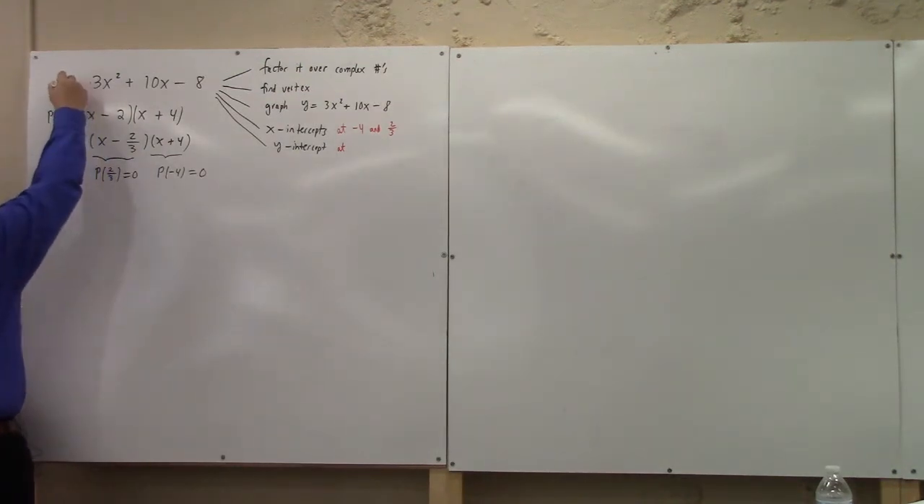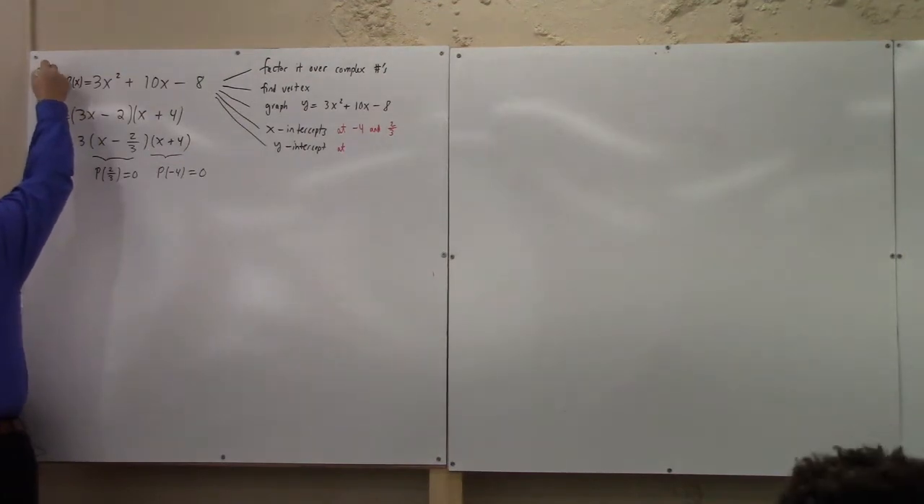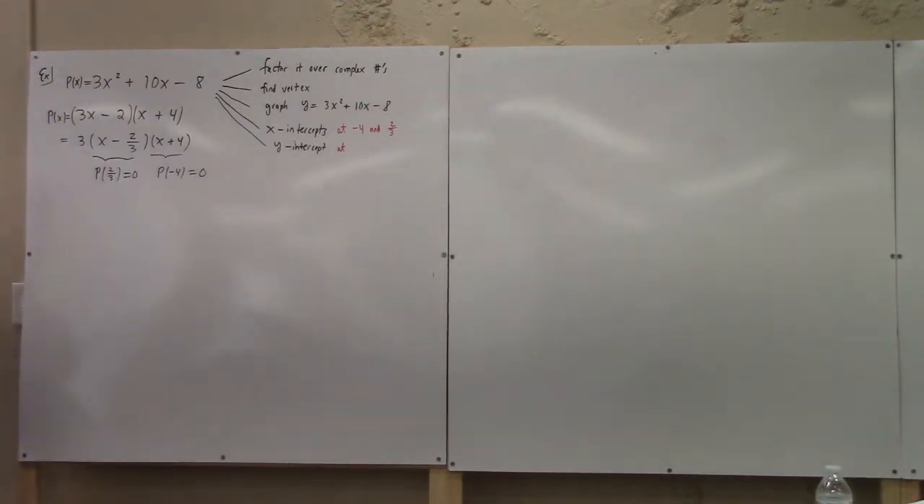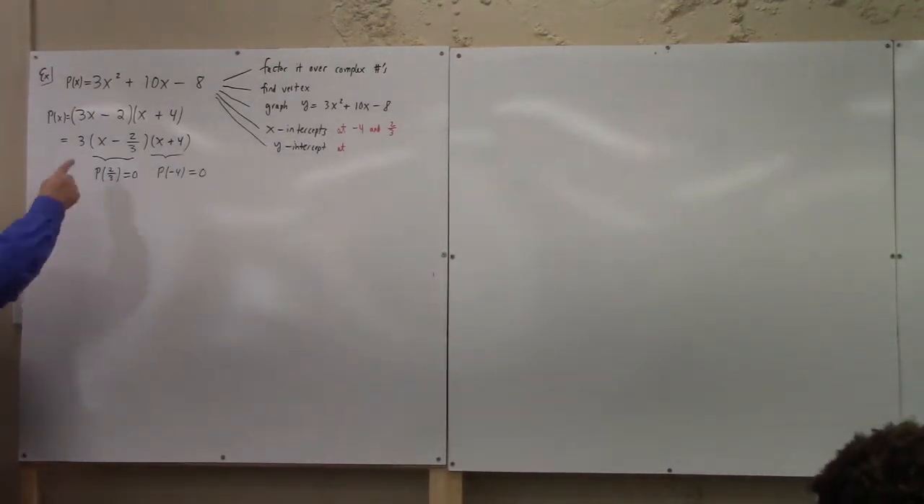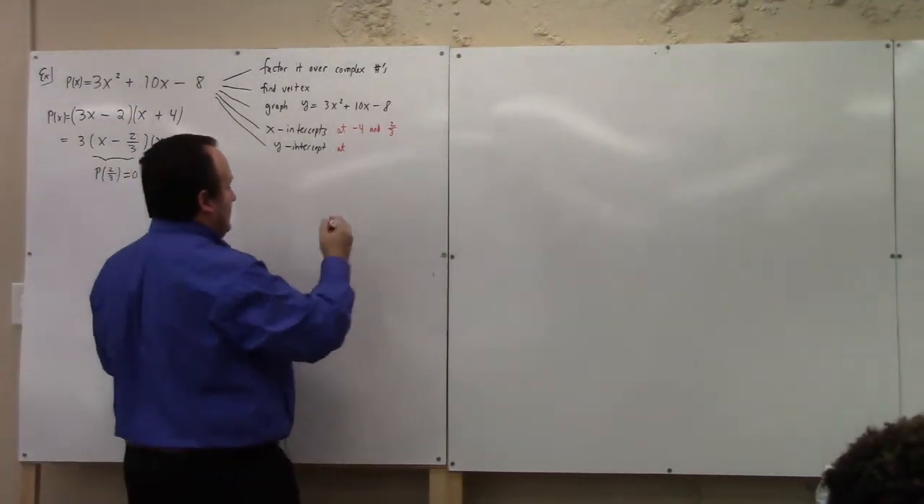Don't be shy. Somebody tell me what the y-intercept is. We find x-intercepts by setting y equal to 0, right? We find y-intercepts by putting x equal to 0, right? So if x is equal to 0, what's y equal to if y equals p of x here? Plug in x equal to 0, you get just the constant term, right? So the y-intercept is minus 8.